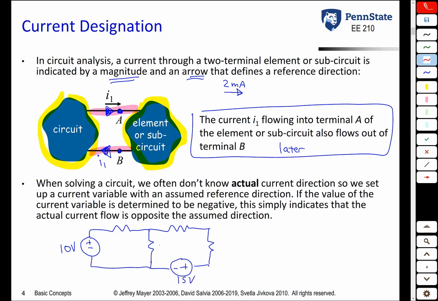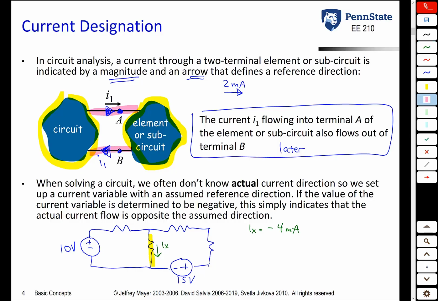Suppose you want to determine the current through this resistor here. If you don't know it ahead of time, you give it a variable, maybe I sub x, but you also have to give it an arrow direction. You always have to have a reference direction whenever you have any current, whether it's a given current or it's a variable. You must have that. Suppose then when you solve this circuit, you solve for Ix and you determine, for example, maybe Ix was minus 4 milliamps.